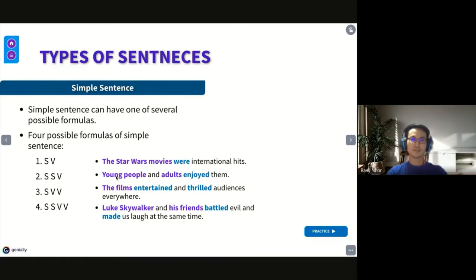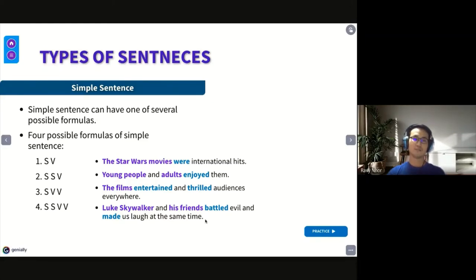Okay, the second formula: young people and adults enjoy them. You can see young people is a subject and adults is also a subject, so we have S S, and then the verb enjoy, V. Number three, S V V: we have the film as a subject, and we have two verbs, entertain and thrill. Number four, we have two subjects and two verbs: Luke Skywalker and his friend battle evil and made us laugh at the same time. Okay, so these are the formulas.